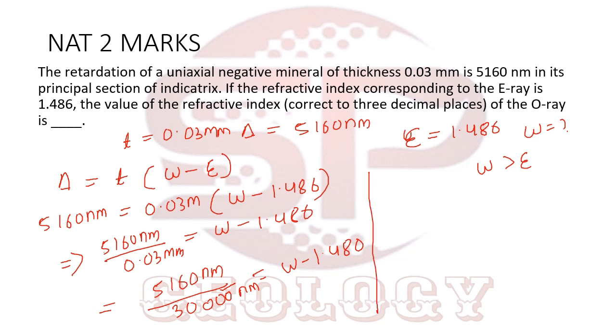So it will be 0.172 equal to omega minus 1.486. Omega will be 1.658. The answer you have to give up to 3 decimals, so it is 1.652.